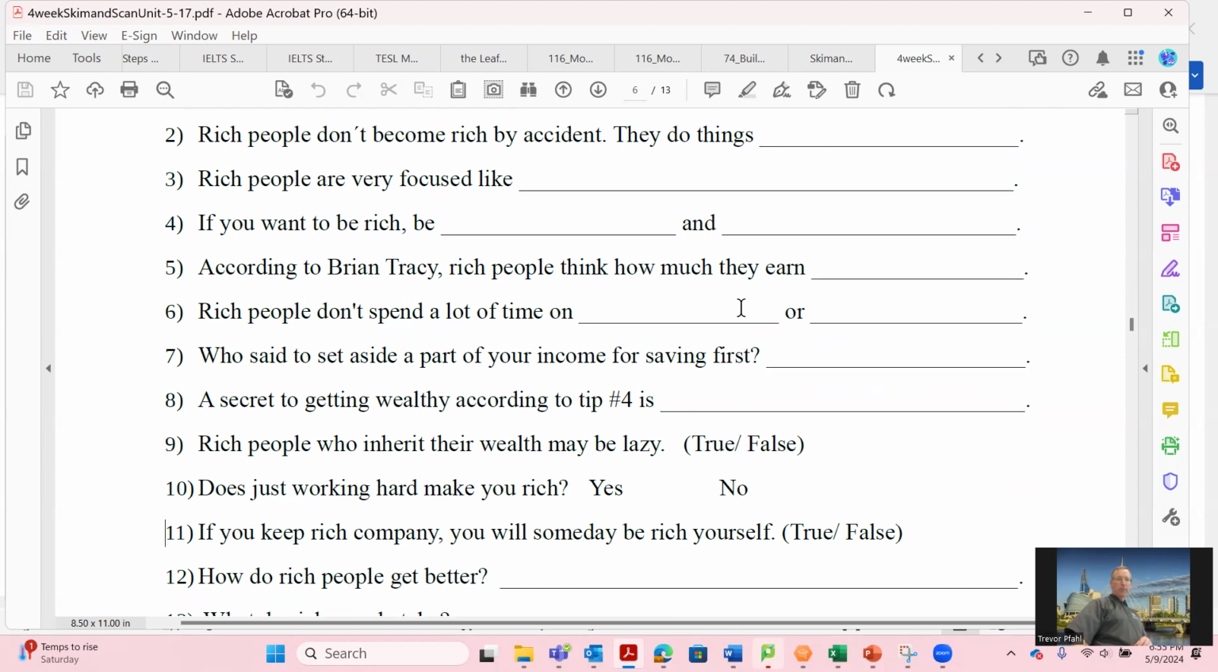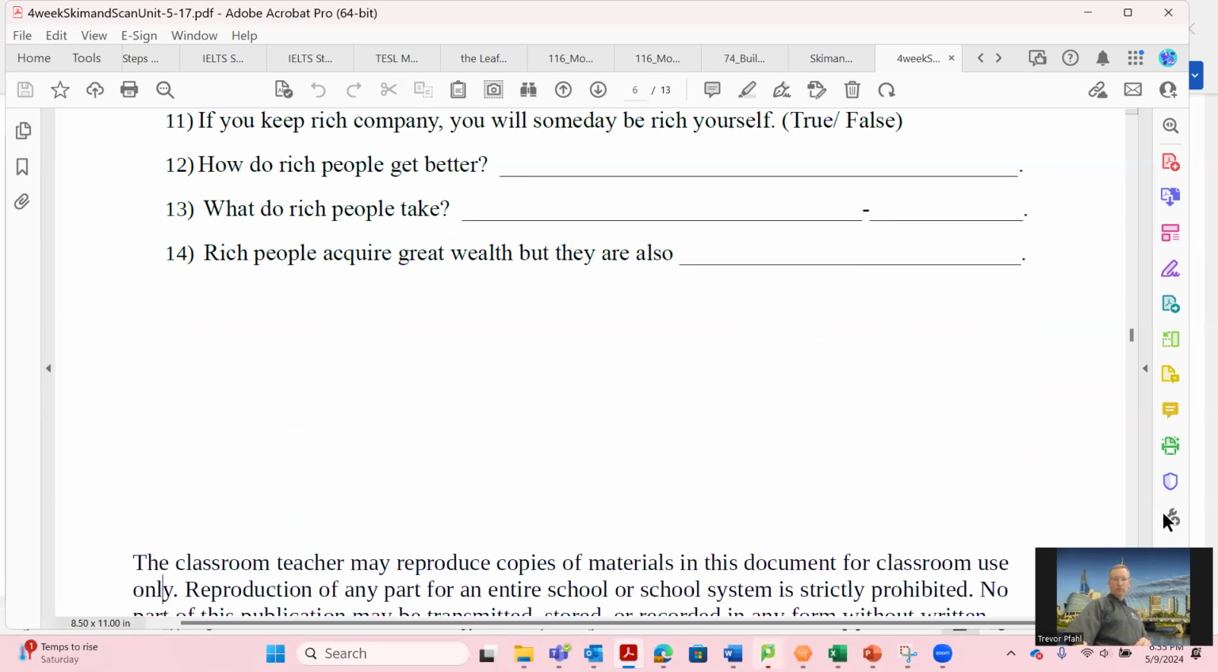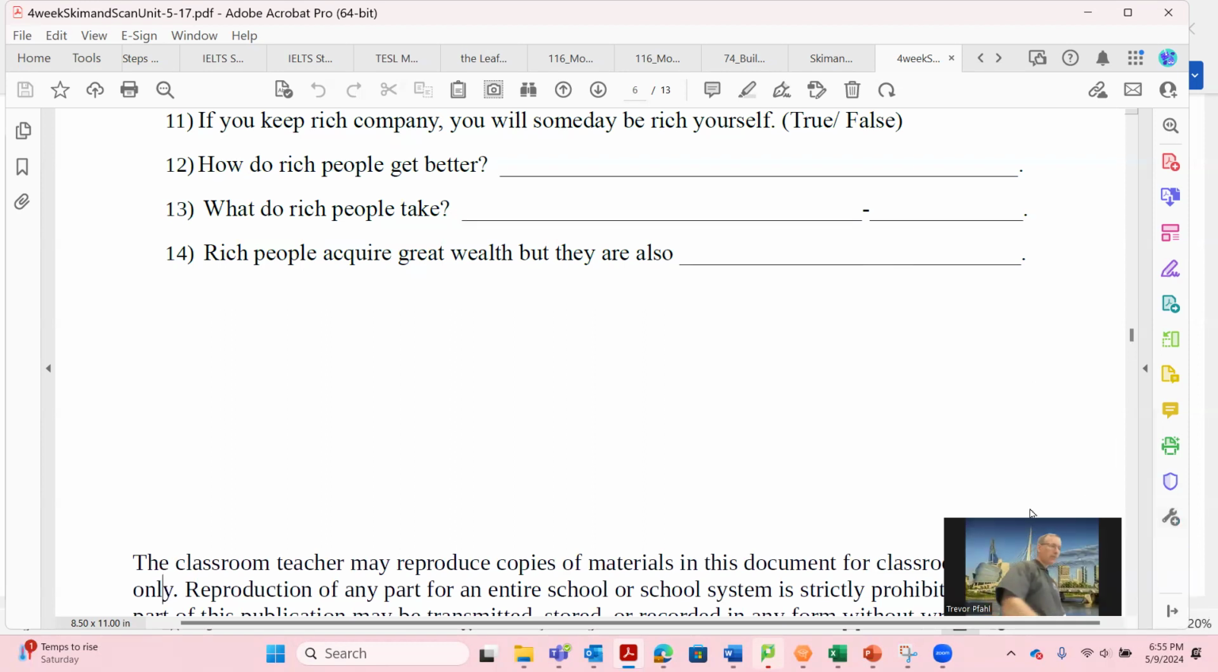Okay, how do rich people get better? Look at number 8, 9, 10. Persistent, calculated risks, generous. Any of those are right. It says even in number 8 with persistence, you'll keep getting better by learning from your mistakes and experiences. So being persistent and keep working. If you said persistent or learning from your mistakes and experiences, then you would get that right.